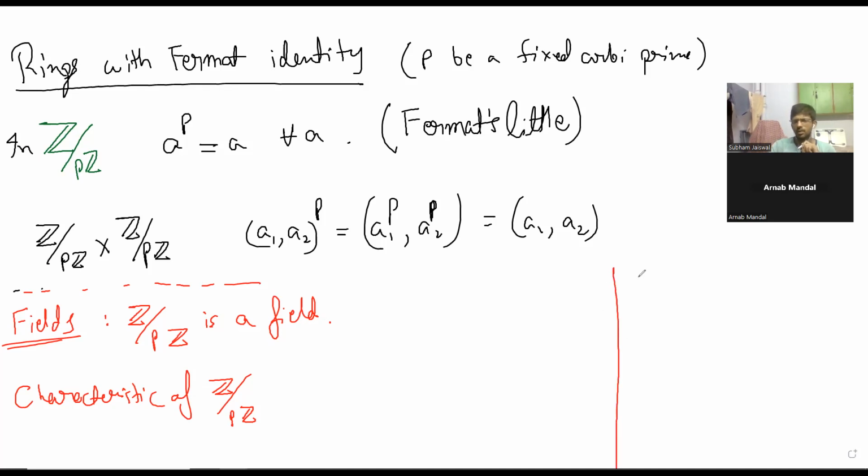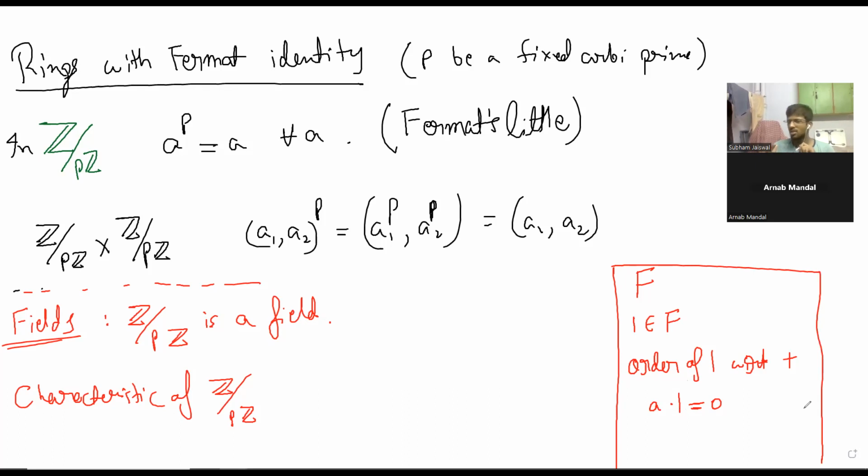So given an arbitrary field F, you look at one in the field, the multiplicative identity. Now you look at the order of one, obviously with respect to addition, because with respect to multiplication the order is just one. So with respect to addition you look at the order. It means that you look at the smallest a such that a times 1 is equal to 0. That is the characteristic, right? Basically, this is the field theory that you need to know, maybe a little bit more. So that's the characteristic of a field. You can go back and read it.